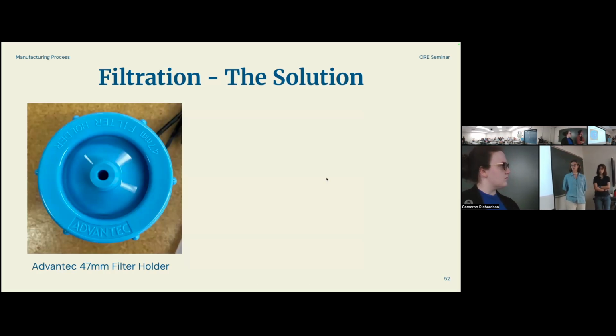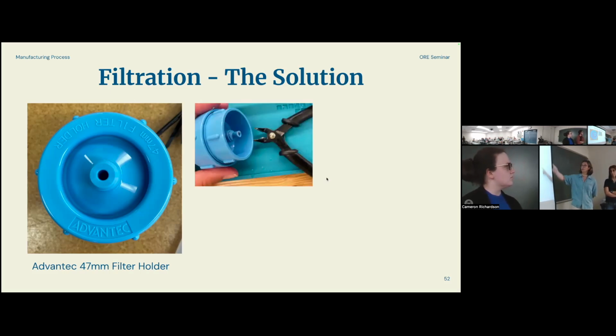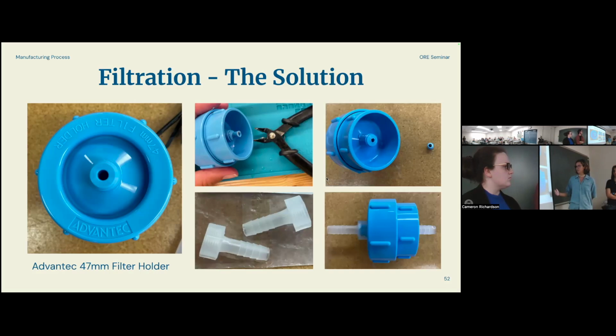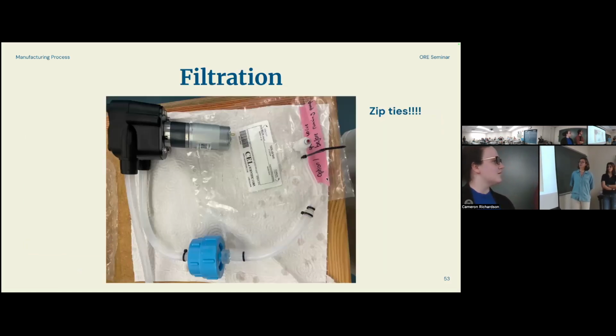So we found this filter holder, the Advantec 47 millimeter filter holder, and with some adjustments by cutting off a tiny piece on the back and then placing a longer plastic barb on it, we were able to fit the tubing on there and secure it well with our zip ties. And this worked really well. Yes, so this is our final setup. We have the pump on the left side with the new replaced tubing going into the filter holder and then connected with the zip ties and the barbs into our little connection to make the tubing a little smaller and then into the sampling bag.